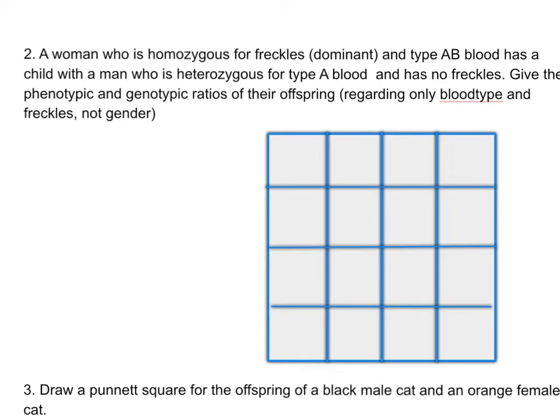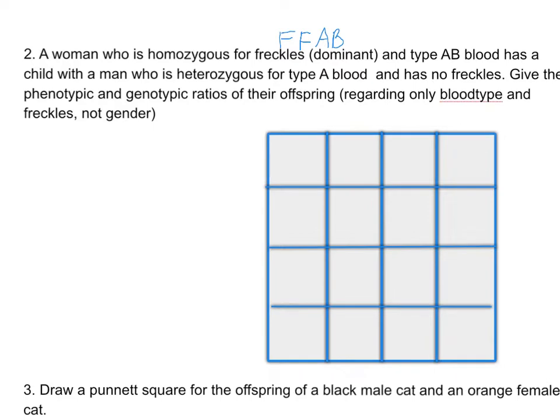So looking at this first problem, we have a woman who is homozygous for freckles, which it says is a dominant trait, and has type AB blood. So first thing I'm going to do is figure out, what is her genotype. We'll use F for freckles, and since she is homozygous, it means she has two of the same allele, and it's the dominant trait, so she is big F, big F. And then she's type AB blood, so her genotype for the blood type is AB, because that's the only thing that AB blood can be.